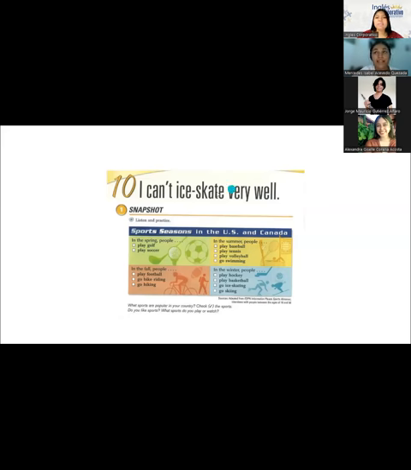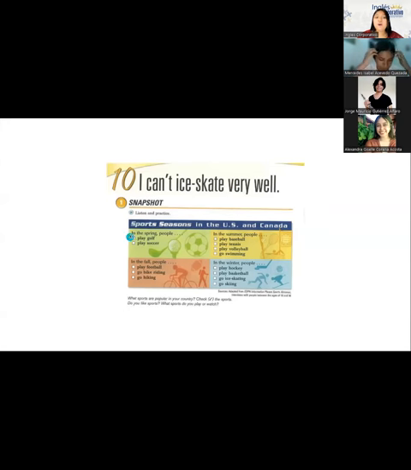Okay, so we have different sports, as you can see. Play golf, play soccer, play baseball, play tennis, play volleyball, go swimming, play football, go bike riding, go hiking, play hockey, play basketball, go ice skating, and go skiing. And we have the four seasons of the year: spring, summer, fall, and winter.